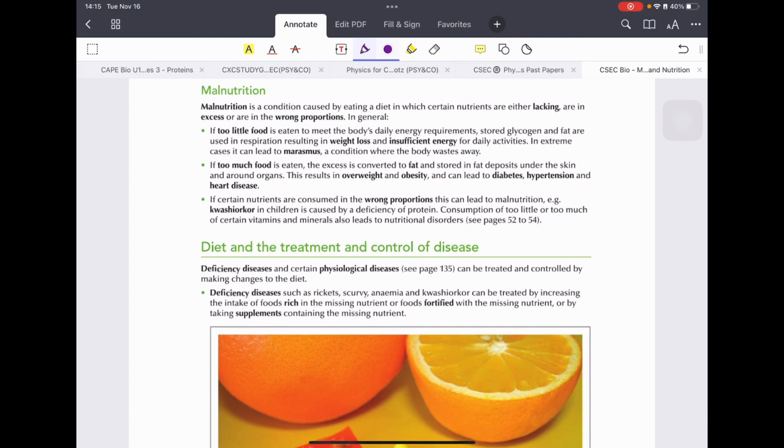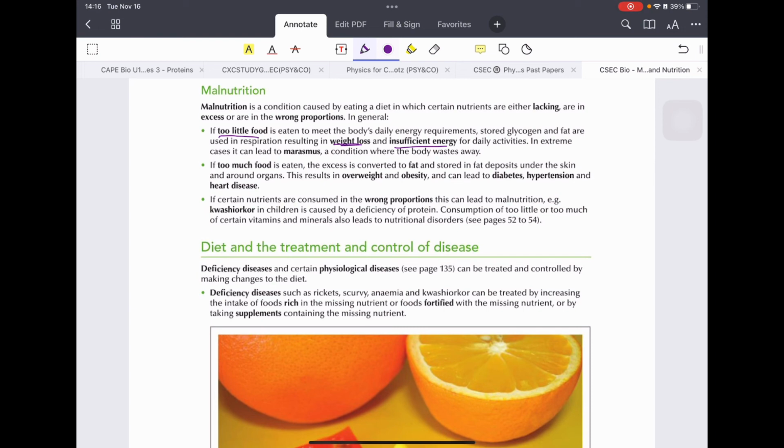diet. Malnutrition is caused by eating a certain diet that is deficient in certain nutrients. So it's either too much of something or too little of something. If we eat too little food to meet the body's energy requirements, then the fat and glycogen that we use to store carbohydrates and fats will be used up. So when you use up your fat, you're going to experience weight loss. And you will also have insufficient energy, because remember, fats take a longer time to process the energy. So there'll be insufficient energy for daily activities.